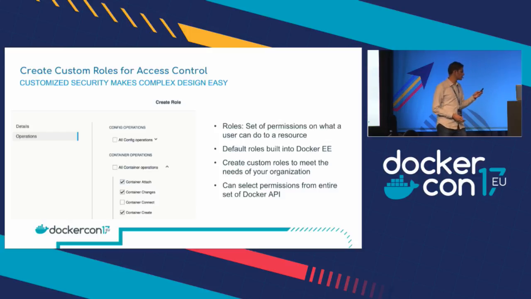You can set whatever permissions you want. So looking here, you can see that there's all the various Docker API permissions. There's a much longer list than that. Container operations, network operations, volume operations, secret operations. Every single one you can choose and decide which ones you want a given set of users to access. And again, you can select those permissions from the entire set of the Docker API.